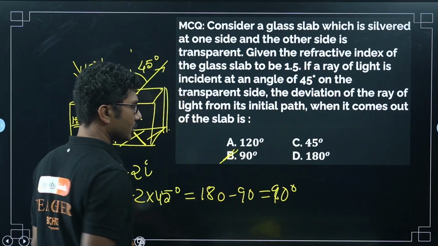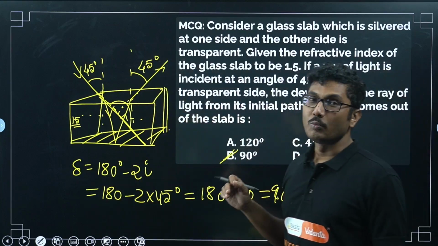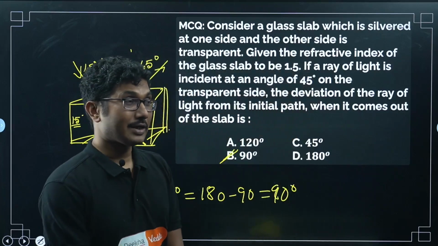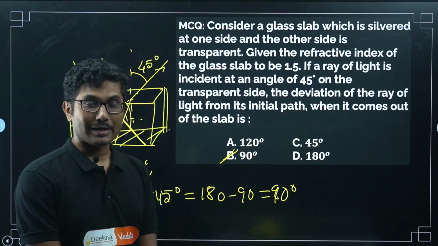So the correct answer is option B. This is a very simple problem, but you might get confused. Since 1.5 is given, you might think you have to calculate the angle of refraction, and then from the angle of refraction again calculate the angle of incidence.